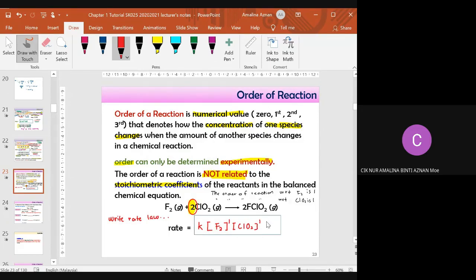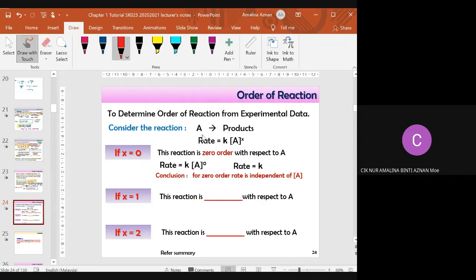So the power is not the stoichiometry. Don't confuse it with your Semester 1 syllabus. This is rate of reaction, it's different. To determine the order of reaction from experimental data, there are several ways, which I'll show you later. For your syllabus, you will mainly meet zero order, first order and second order. So we will look at what zero order is.